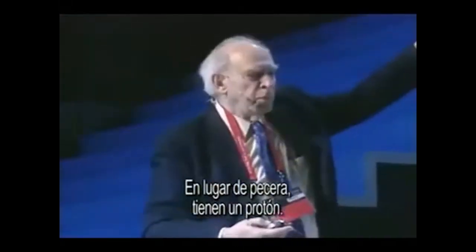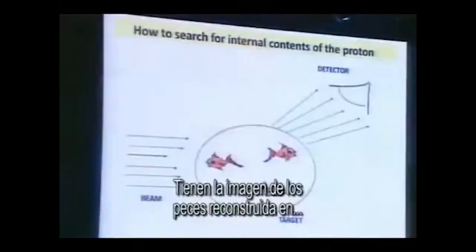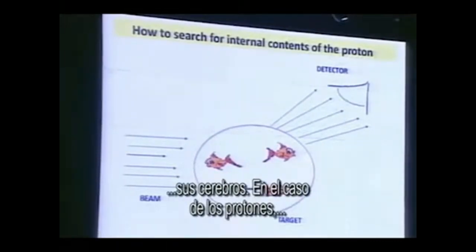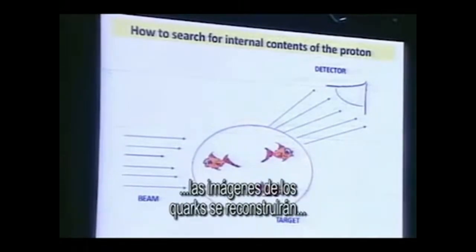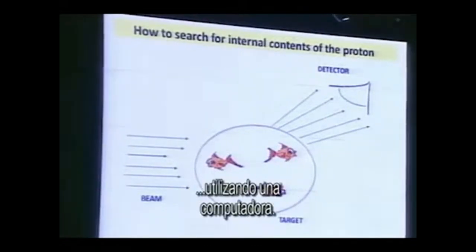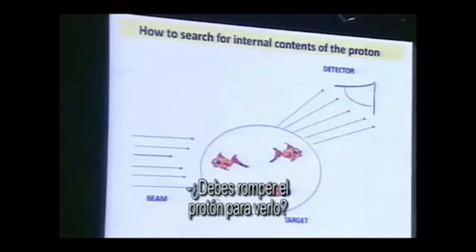Instead of having a light beam, you have an electron beam. Instead of having eyes, you have electronic detectors. Instead of having a fish bowl, you have the proton. And of course, you get the images of the fish. It's reconstructed in your brain. And in the proton, you reconstruct the images of the quarks by using computers.